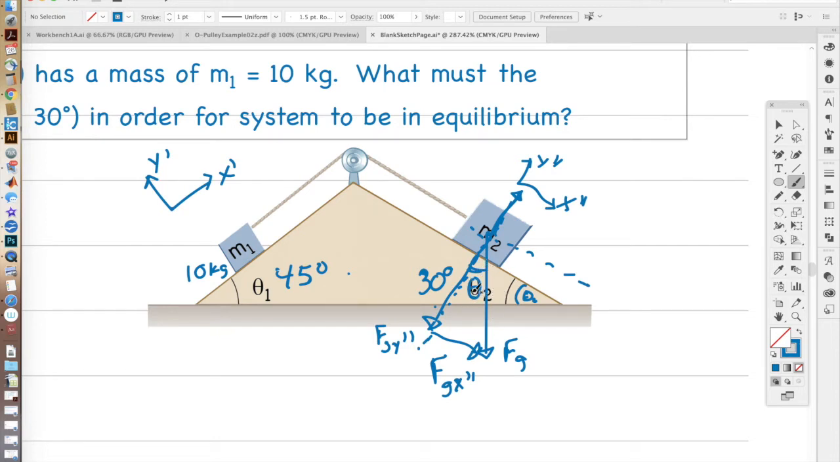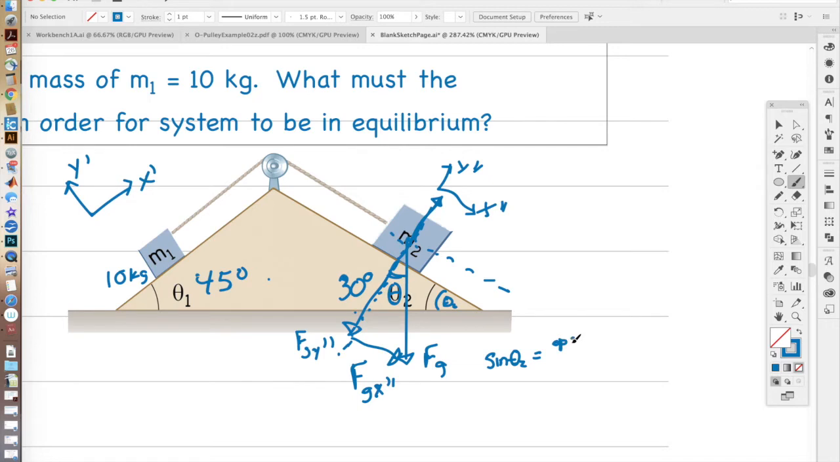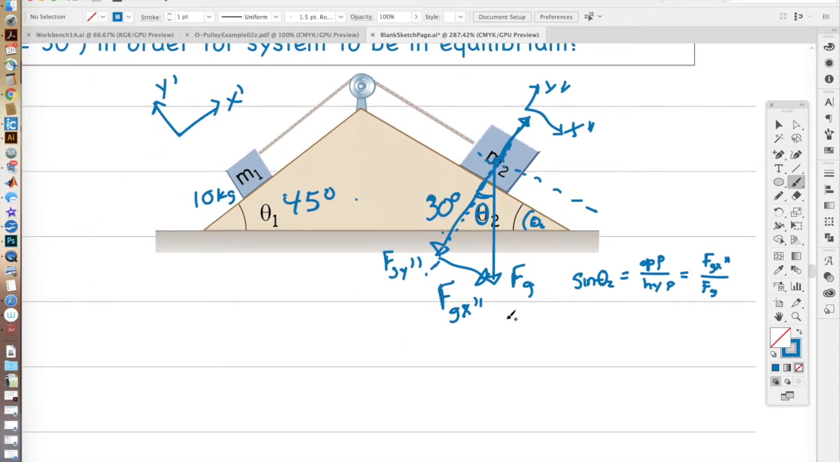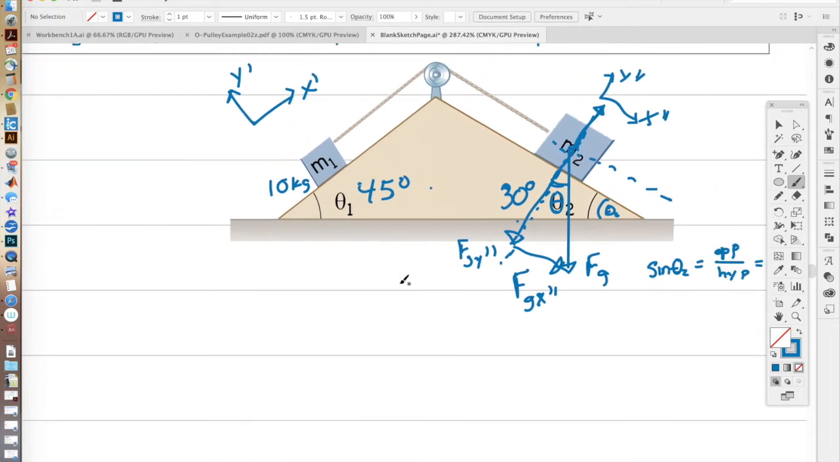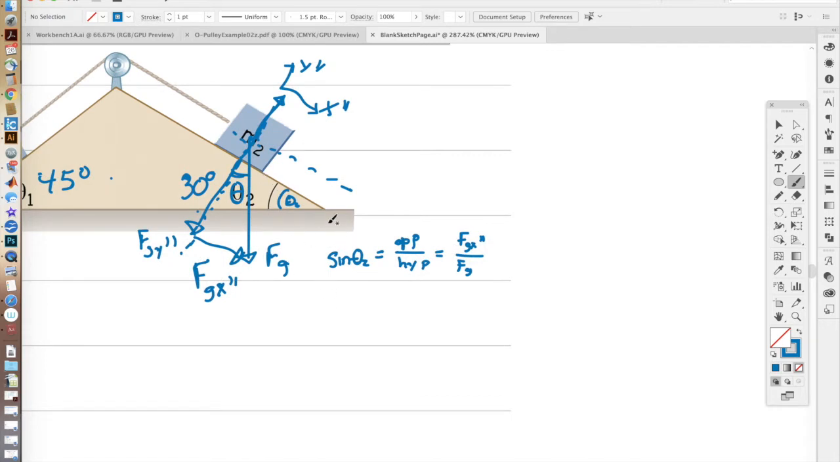So then, if this is the angle theta 2, sine of theta 2 is equal to the opposite over the hypotenuse, which is equal to F_g x double prime over F_g. The opposite over the hypotenuse. So that tells us that the net force acting on this block, if it were just gravity and weren't attached to anything, would be F_g x double prime equals F_g sine of theta 2. So that's really almost a repeat of what we did last time.